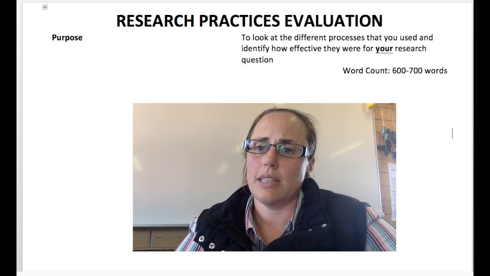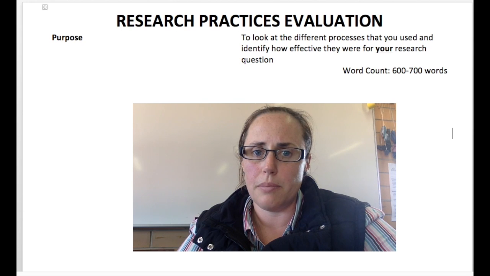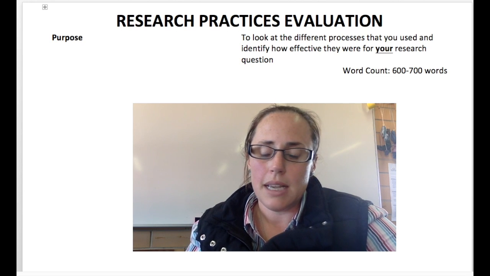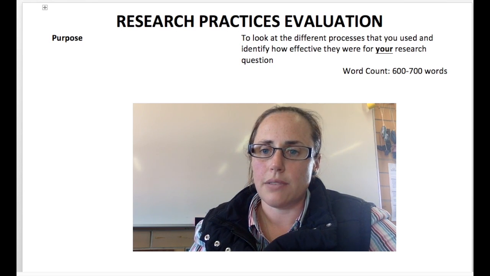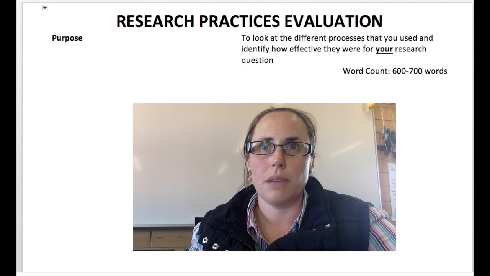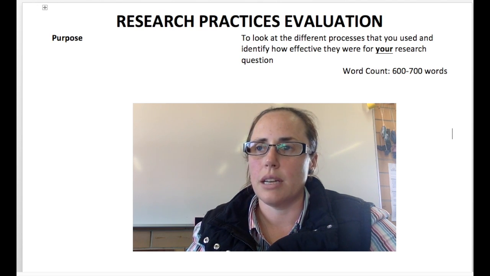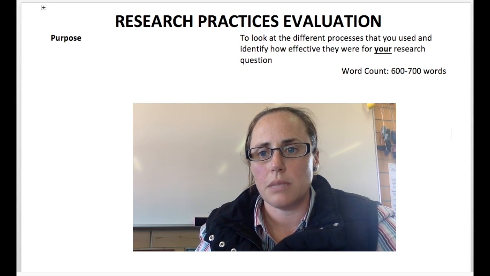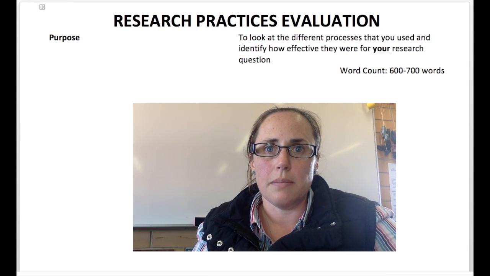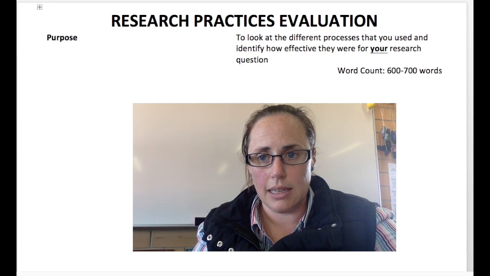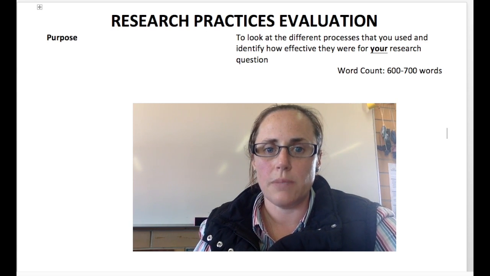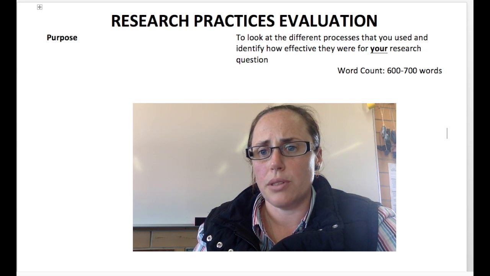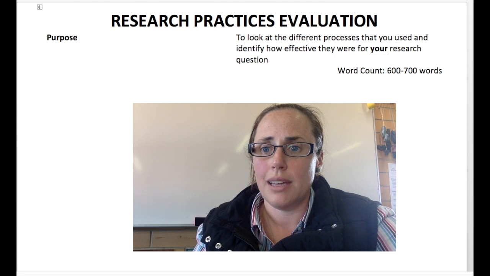So first of all, what you need to realise is that the purpose of the research project and research practices evaluation is to tell someone what you did and why you did it. It's also to show that you understand that the different processes that you use during a research project or a research task is different to what you've experienced before, that sometimes you run into problems and sometimes you don't, and that depending on the different processes that you use, it determines the type of problems that you run into. So basically the purpose is to look at specifically your question and how the processes you use for your question were effective against your question.